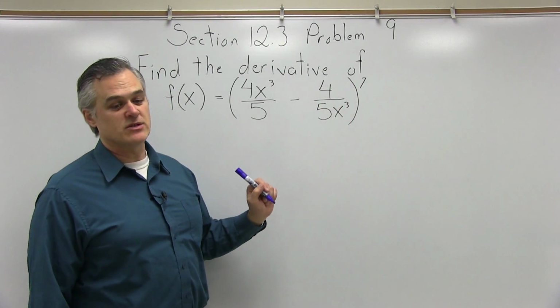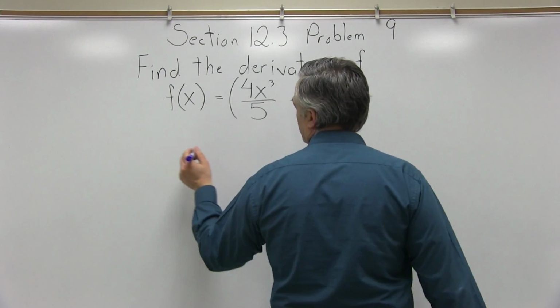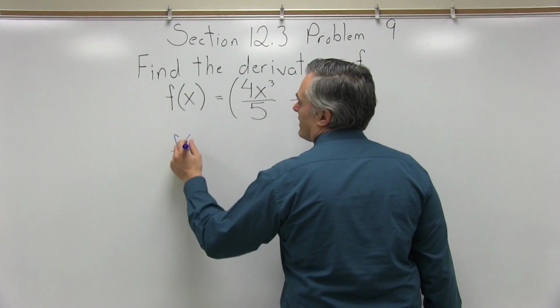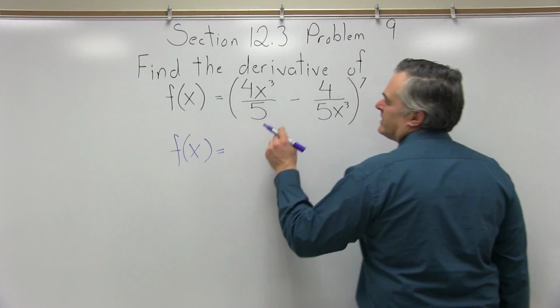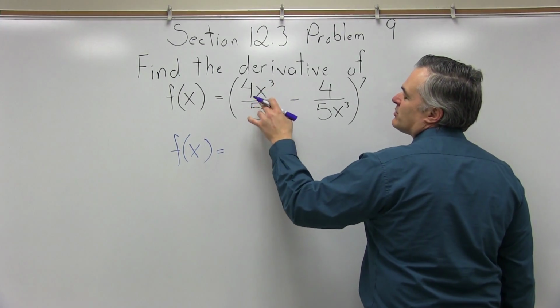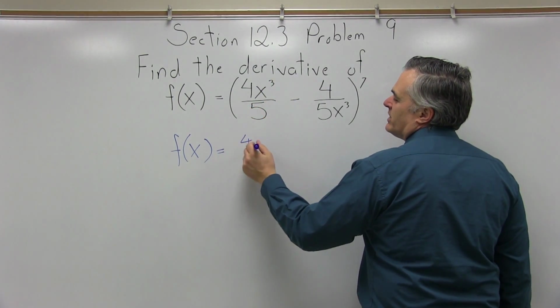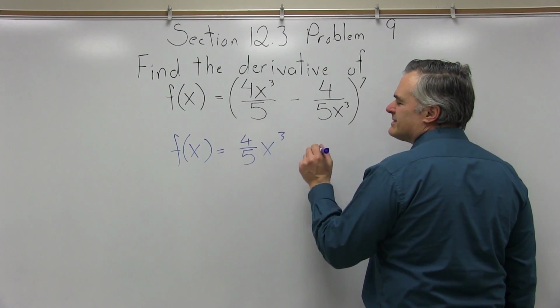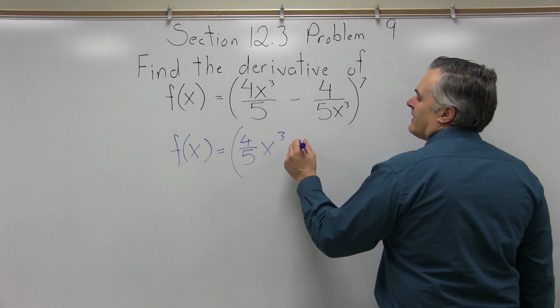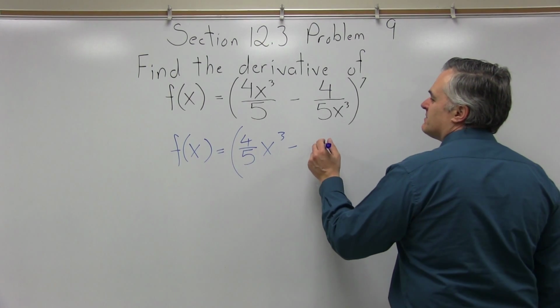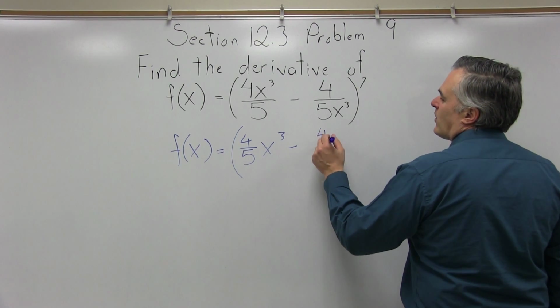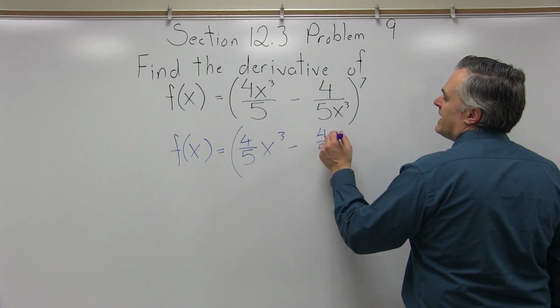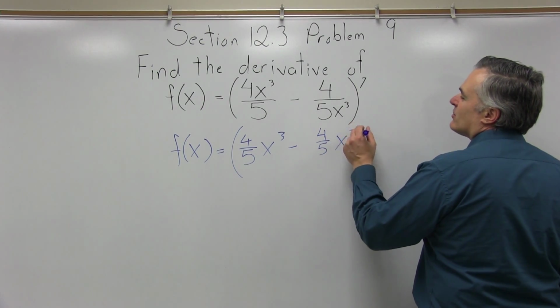the 4 over 5x cubed. So before I do anything, let me just write f of x equals, now the first one, 4x cubed over 5 is okay the way it is, but really to fit the format that I'm comfortable with, let's make it 4/5 x cubed. That's the same. And then the second one, let's make it 4/5 x to the negative 3.